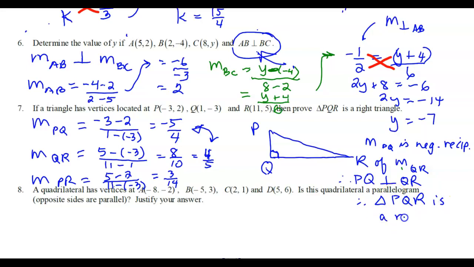So you need to make some statements, right? If you're doing a proof. This is a proof. So you can't just go, yes, it's a right triangle, or no, it's not a right triangle.